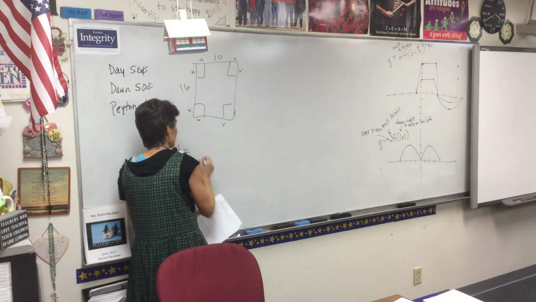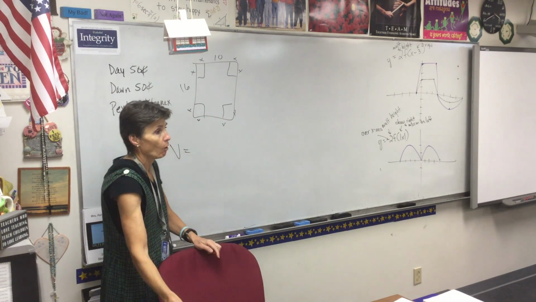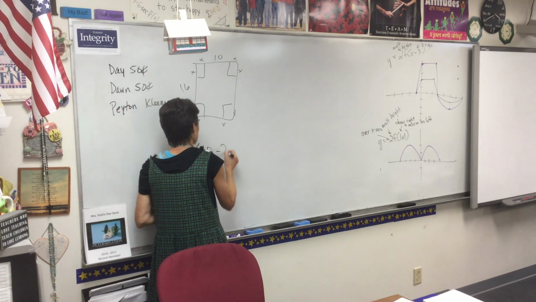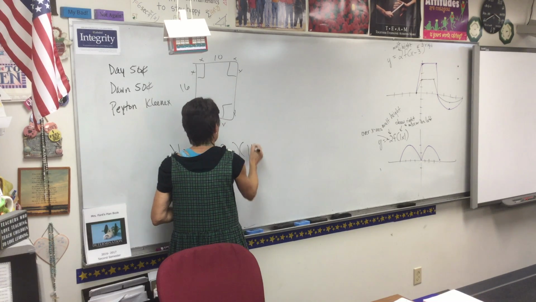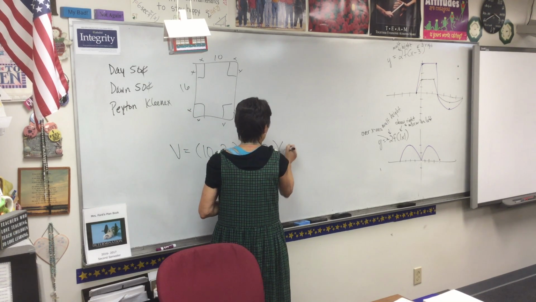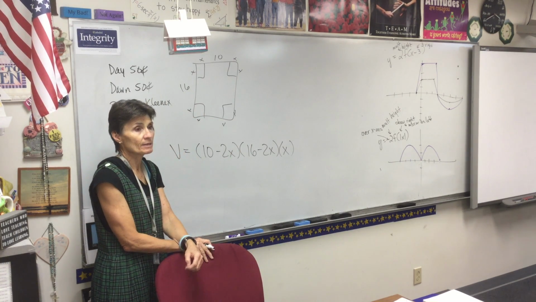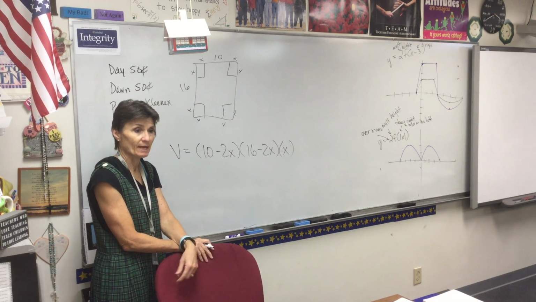So you need an equation for the volume of the box. They're always the same. Parentheses, 10 minus 2x, parentheses, 16 minus 2x, x. That's it. Please don't forget the x. Remind yourself that volume is length times width times height.